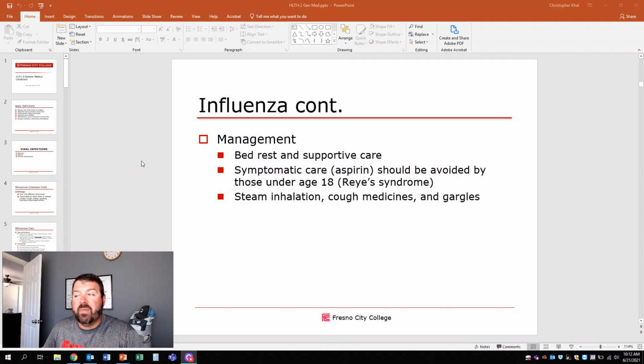So management: bed rest, supportive care, treat the symptoms. There's nothing you really can do for it but let it take its course. Aspirin or Tylenol, if you have them, are good to use. Don't over medicate. Steam inhalation for any kind of cough symptoms usually works pretty well. Gargles, you know what to do.